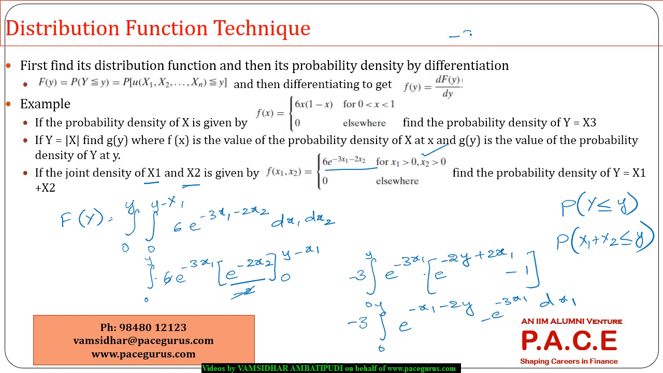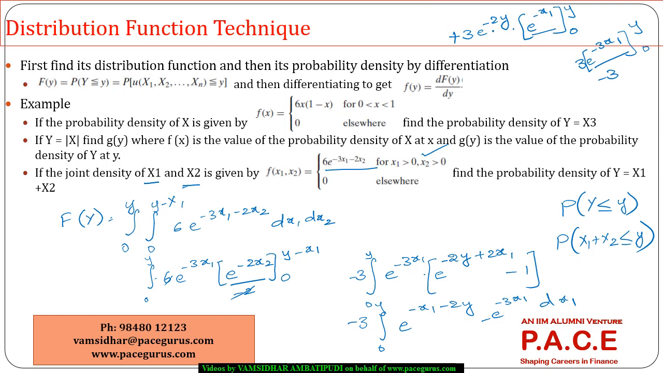So the first one will become minus 3 e to the power of minus 2y into e to the power of minus x1 by minus 1. So the first one, this will become plus, and this is integrated between y and 0. Then minus 3 into plus minus e to the power, so it becomes 3 e to the power of minus 3x1, sorry, not minus 3x1, yeah, minus 3x1 by minus 3. This again is integrated between y and 0.